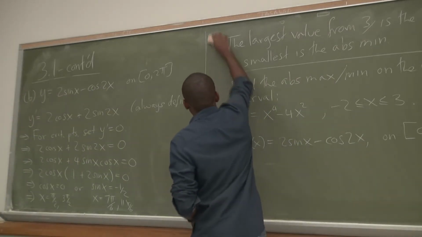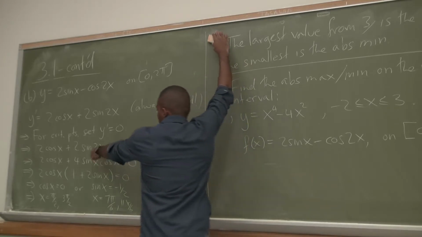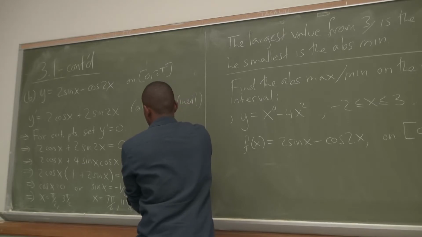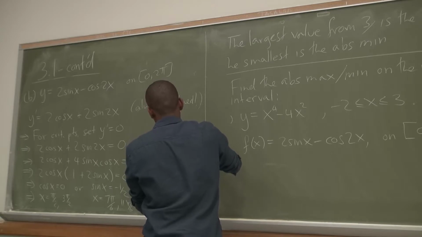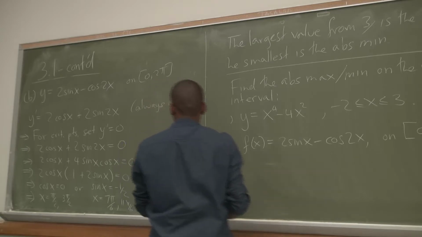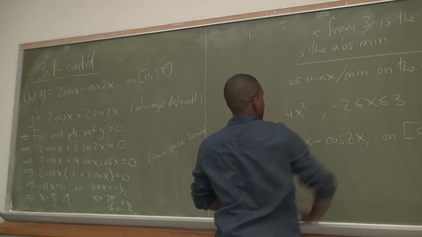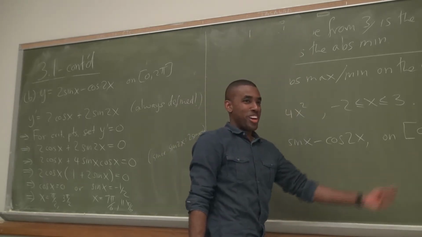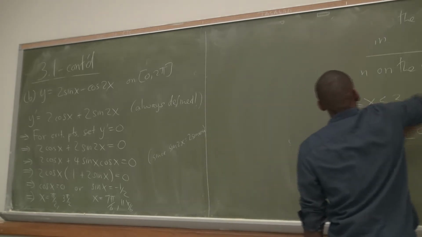When you get 4 sine x cos x, that's the double angle formula, since sine 2x is actually equal to 2 sine x cosine x. Okay. You have to remember that stuff. I'm not going to be like the professor before this class and actually write those formulas on the board. I expect you to remember them.